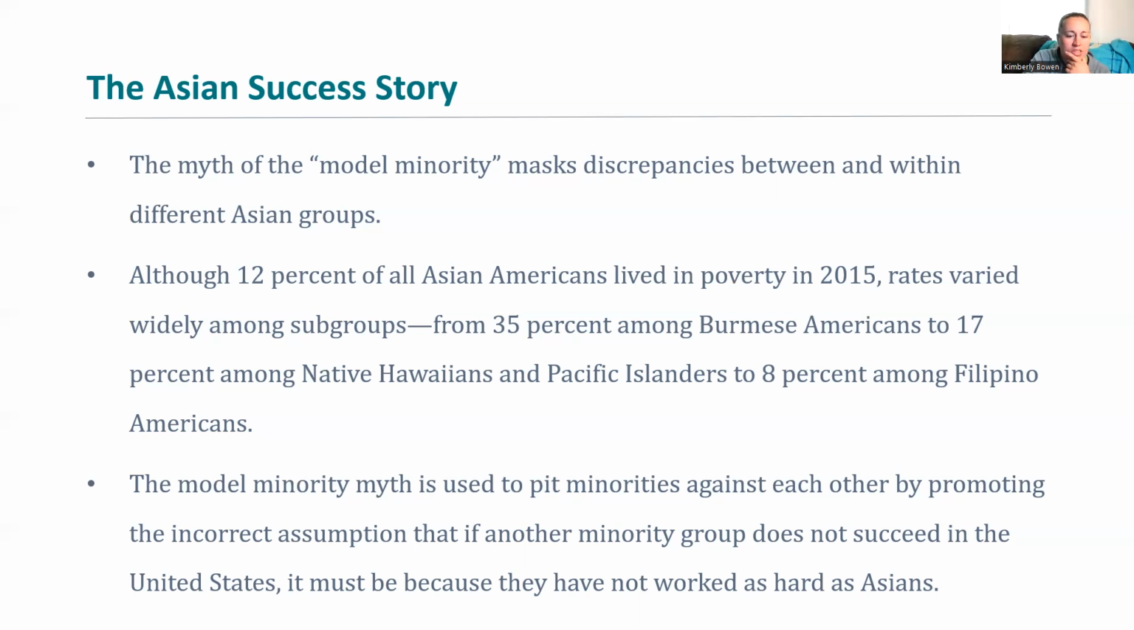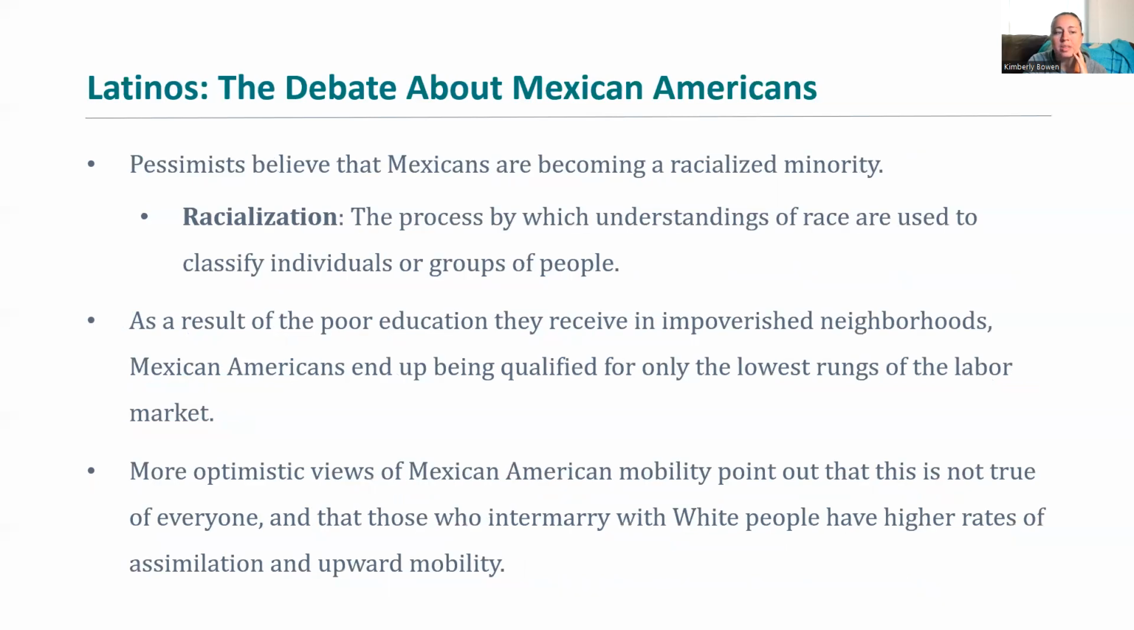The model minority myth is used to pit minorities against each other and promote incorrect assumptions that if another minority group does not succeed in the United States, it must be because they didn't work as hard as Asians. But also, as you look within those categories, you're going to see again a differential that's much closer to some of the other minority populations in the United States.